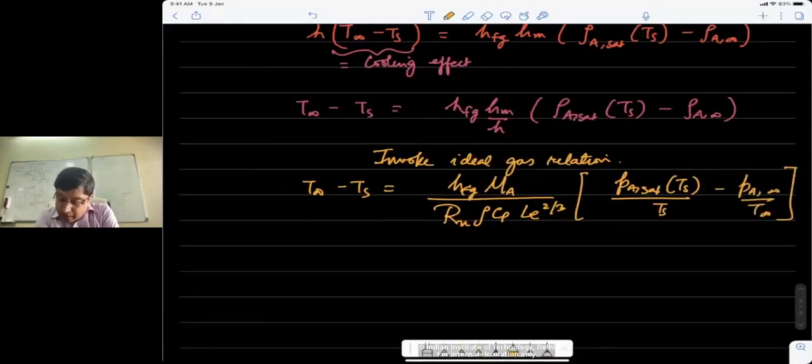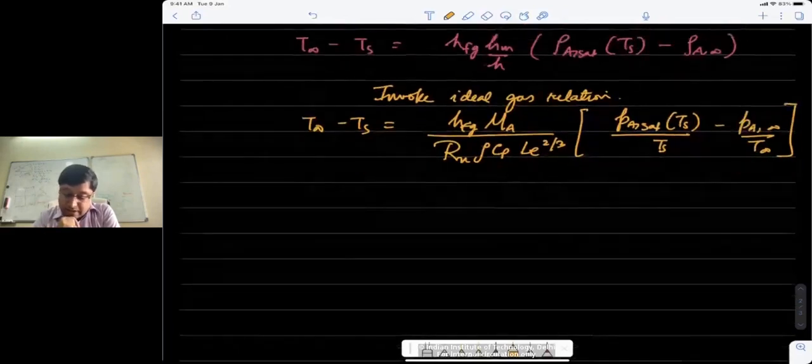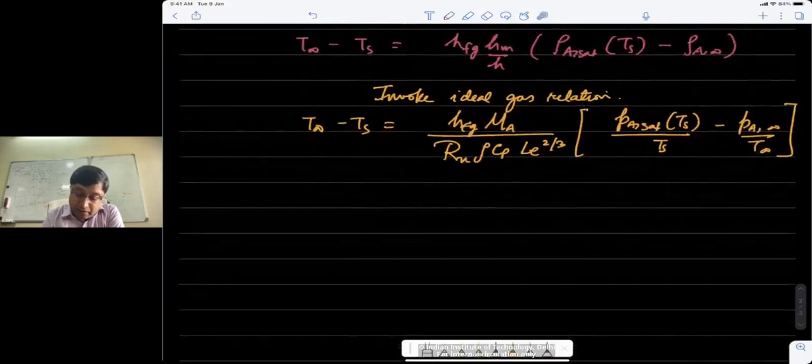So this equation, which has the unknown Ts appearing on both sides, T infinity being known, can be solved using a quadratic form. So you can set up the quadratic equation, calculate what Ts should be, and then calculate the cooling effect for this system. Now there is one catch here that I have to mention.